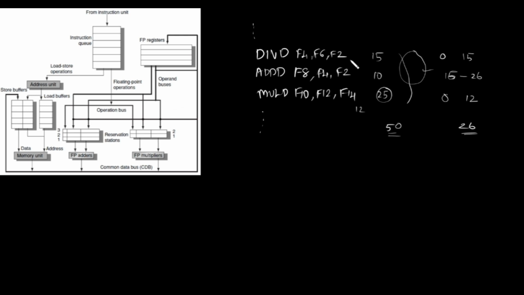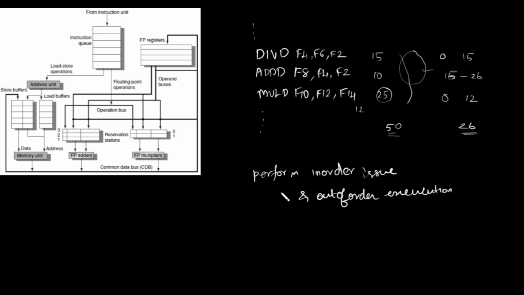That's how Tomasulo's approach is to perform in-order issue and out-of-order execution. This is the key point of Tomasulo's algorithm. All of this architecture is based on this key point. So we will issue each and every instruction in order, but the completion may be out of order.